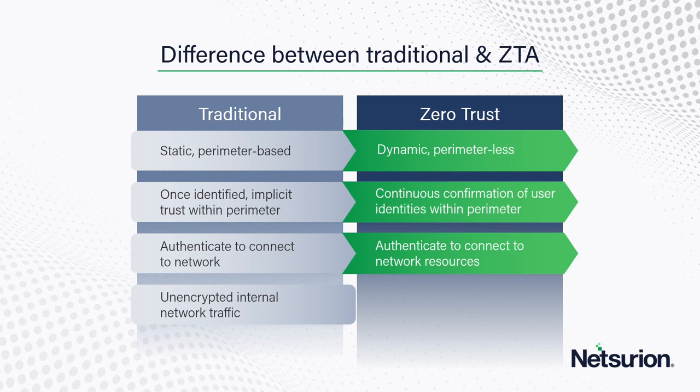In the traditional model, once you're in, you're in. And so internal traffic is unencrypted. Whereas in the zero trust architecture, I don't care if you're in or you're out. There is no in, there is no out. If it's a network session, it is encrypted end to end.